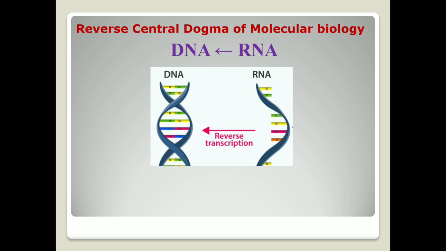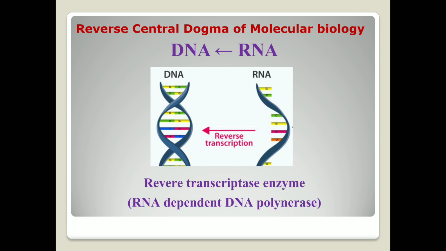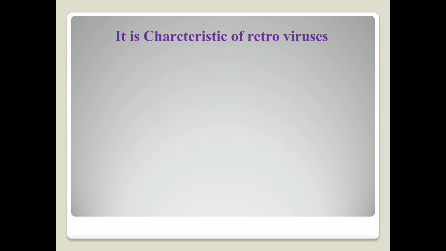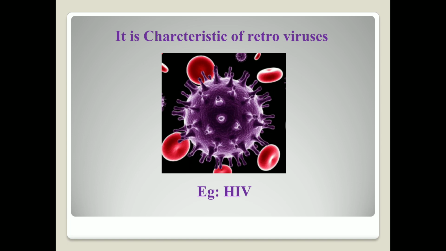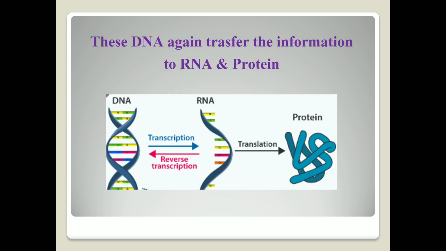In this reverse transcription, the enzyme that catalyzes this reaction is called reverse transcriptase, also called RNA dependent DNA polymerase enzyme. Reverse transcription is a main characteristic feature of retroviruses like HIV. And after completion of reverse transcription, again the double-stranded DNA can transport the genetic information to RNA and proteins.